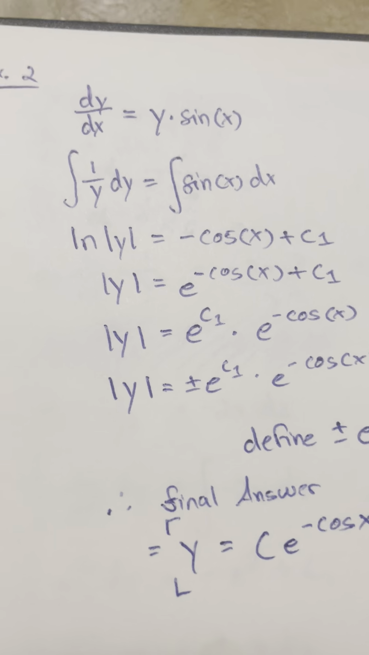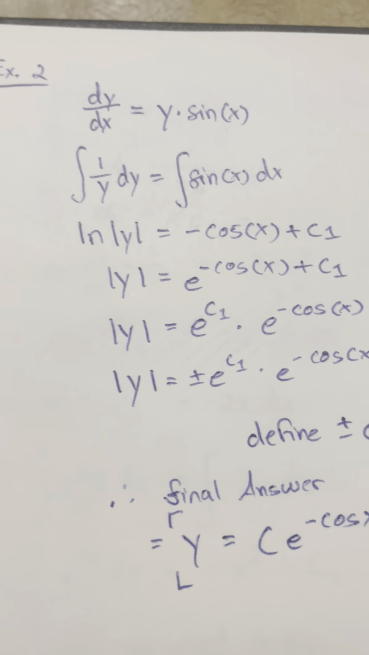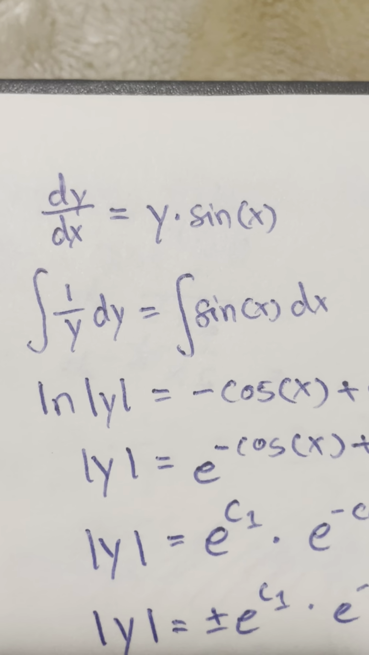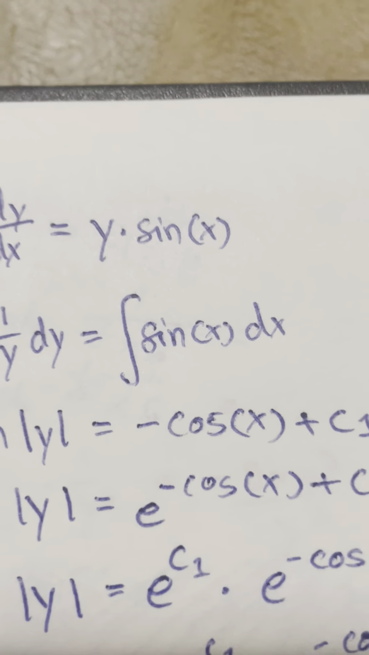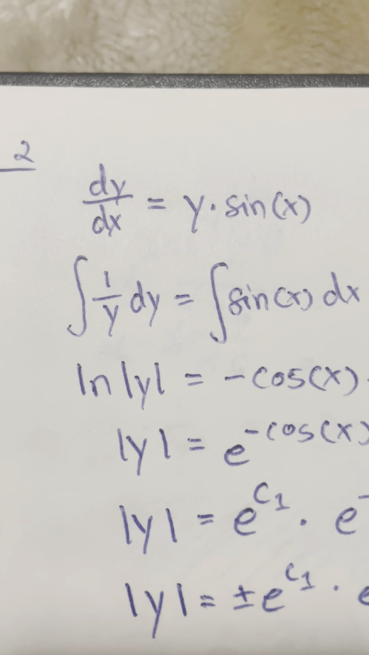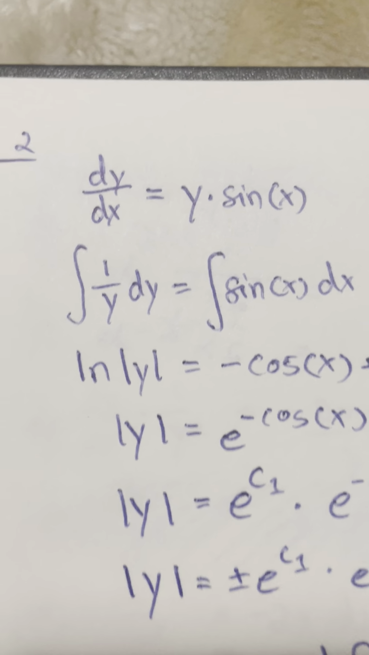Okay, so the second question that we're doing is this differential equation, the separable differential equation. So dy over dx is equal to y times sine of x. So again, the first thing you want to do is get your y's onto the left side, your x's onto the right side, or just get each of them on just one side.